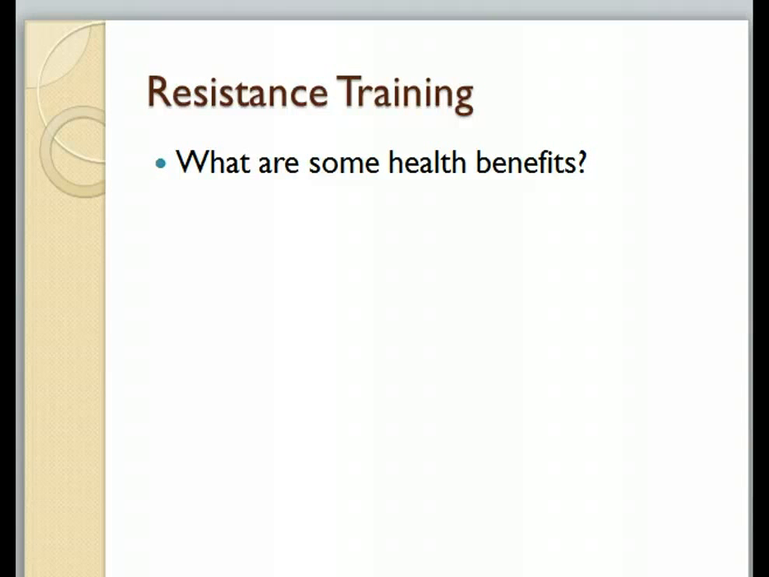We'll talk about this in class, resistance training health benefits. So just like the slide before really talked about physical activity, more so aerobic activity, but we're going to talk about in class what are some of these resistance training health benefits.